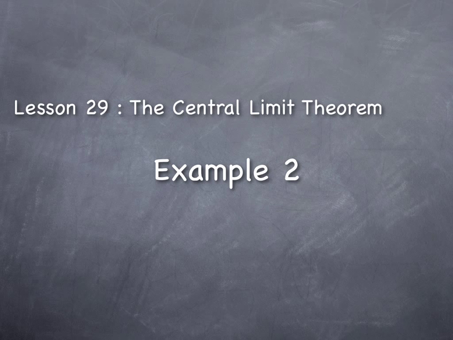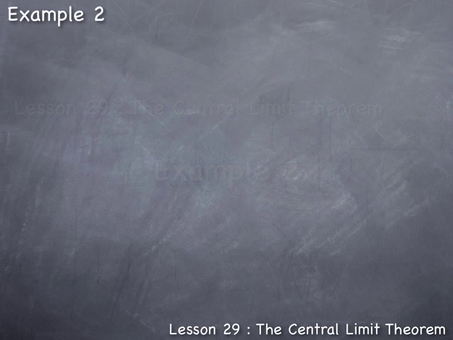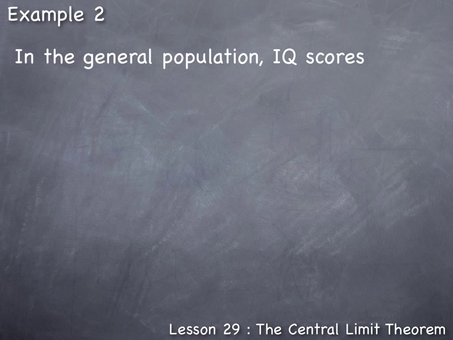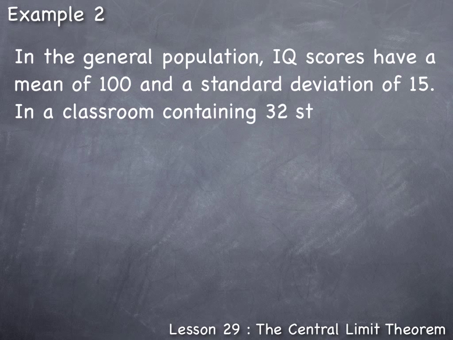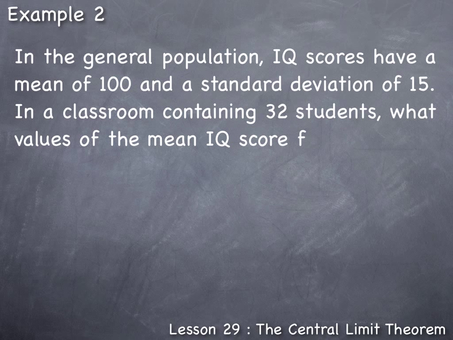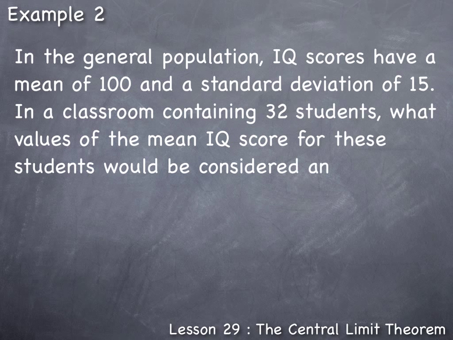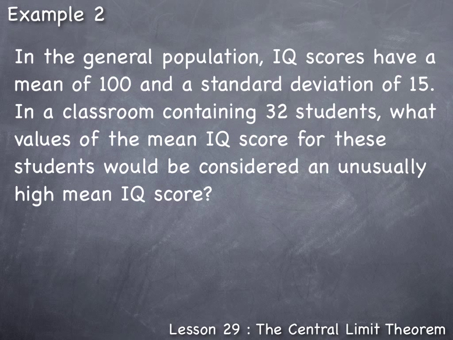Lesson 29, the Central Limit Theorem. Example 2. In the general population, IQ scores have a mean of 100 and a standard deviation of 15. In a classroom containing 32 students, what values of the mean IQ score for these students would be considered an unusually high mean IQ score?